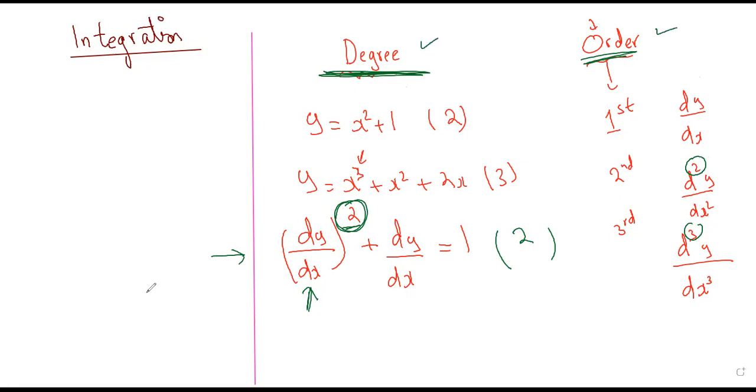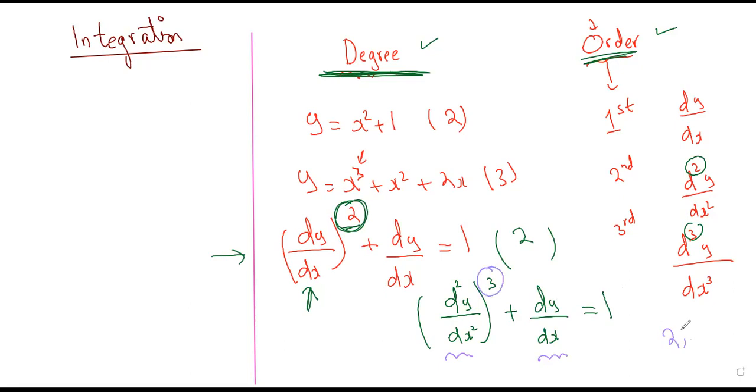So let's say if you have this thing, let me write it down: dy by dx to the power 3 plus this dy by dx equals 1. Now you need to find out the order and the degree. For the order, we look at the highest order of the derivative. It has first order, it has second order. So the order is 2 and the degree is 3.